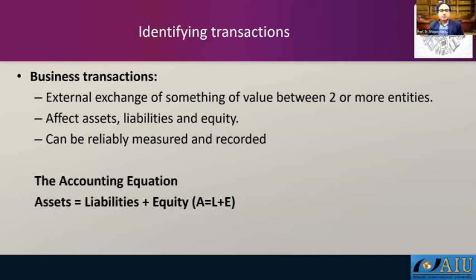Okay, the business transactions can be described as the exchange of something. Whenever it's about give and take, I give you something and I take something from you. It's happening between 2 or more entities. It can be 3 or 4. That's what the transaction is all about, give and take.